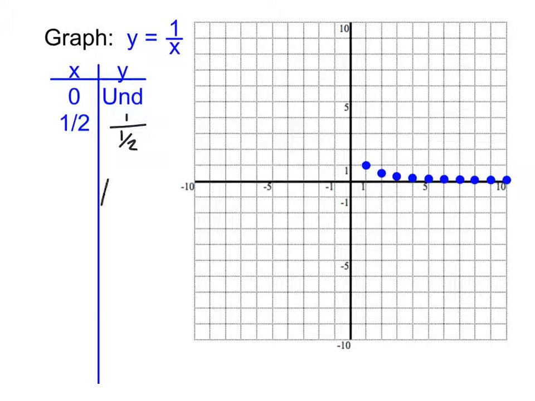Well, let's remember how we divide with fractions, because 1 divided by 1/2 would be the same as 1 times 2 over 1, or in other words, 1 times 2. And we know that 1 times 2 is, yes, 2. And so you notice we actually get the point of 1/2, 2. And as you might expect, the rest will go very similarly. So like, if x is 1/3, y will be 3, and so on.